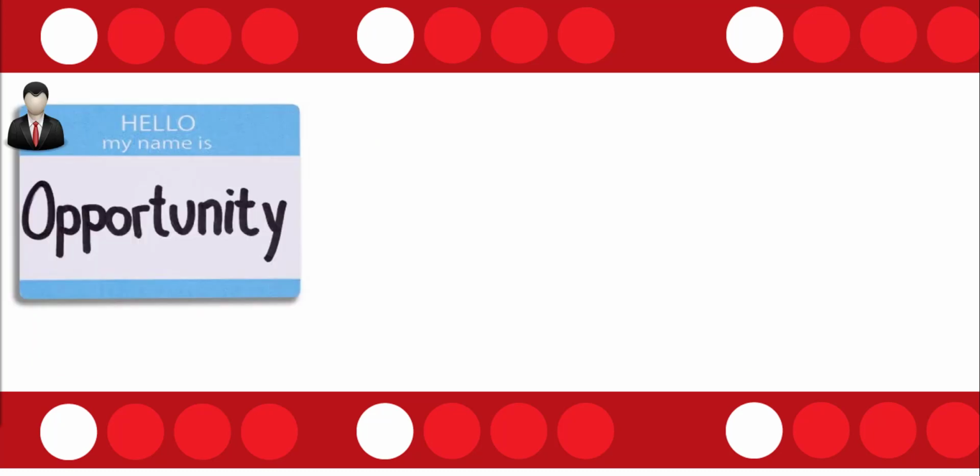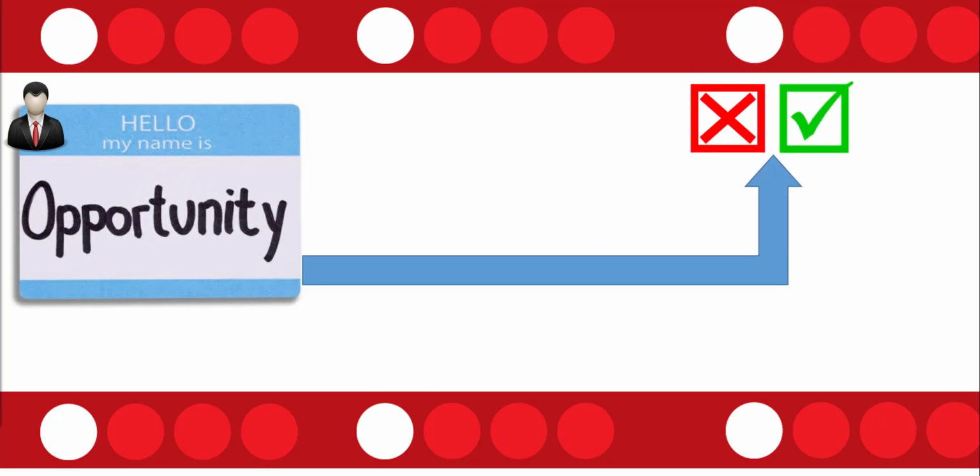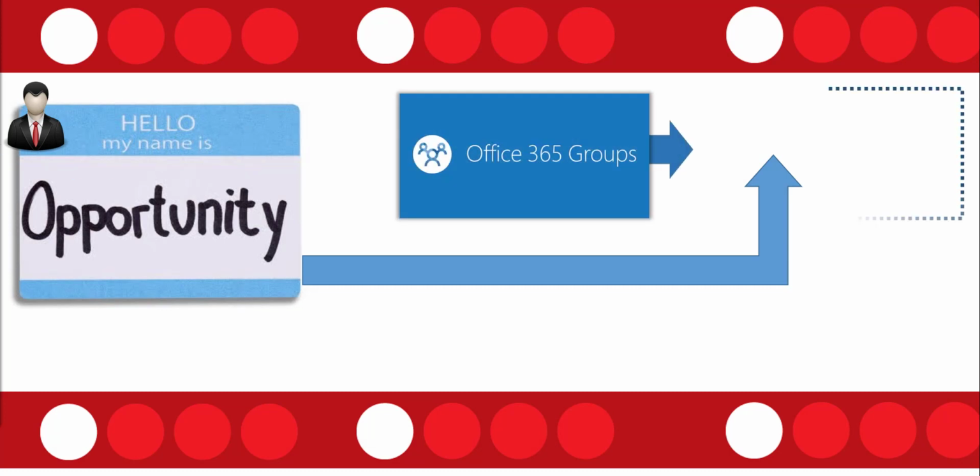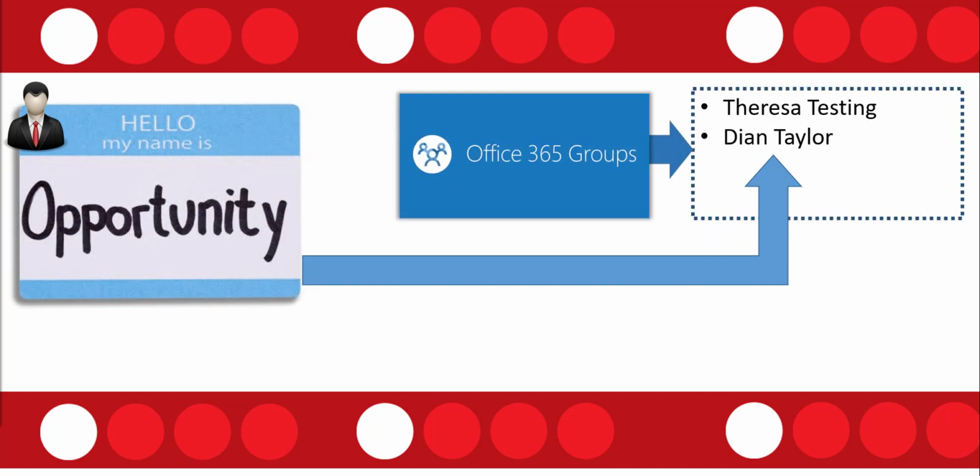Now, the first thing I wanted to do is go over the requirements with you guys first. There are certain opportunities in Dynamics 365 Sales that need to be submitted for approval. The people who are qualified to do these approvals are members of an Office 365 group called Approval. There are several people who are members of that approval group, but we only really need one of them to review the opportunity and then approve or deny it.